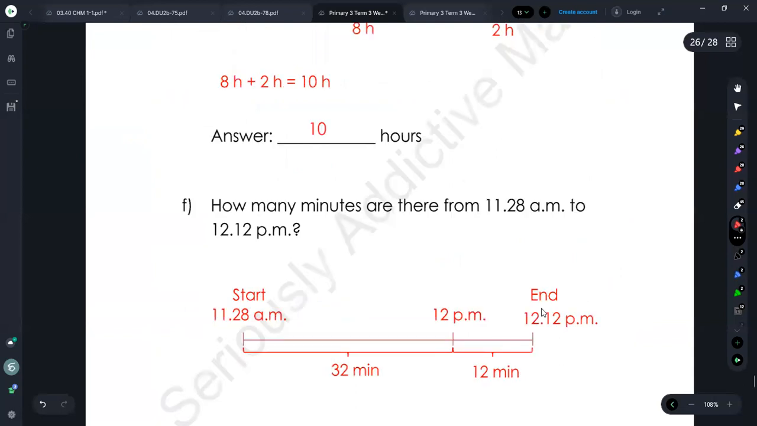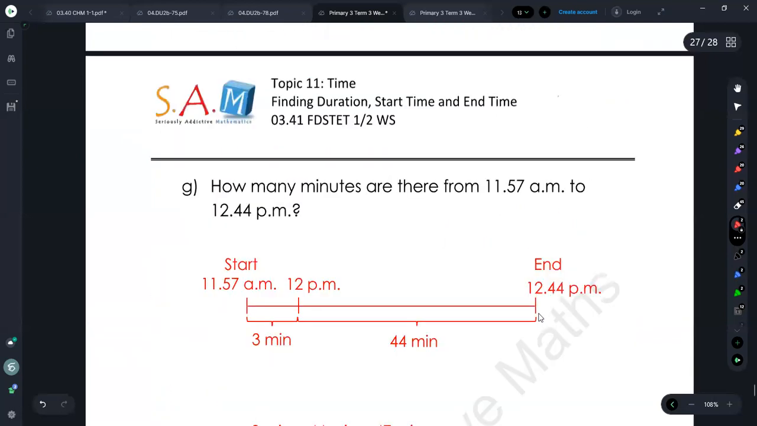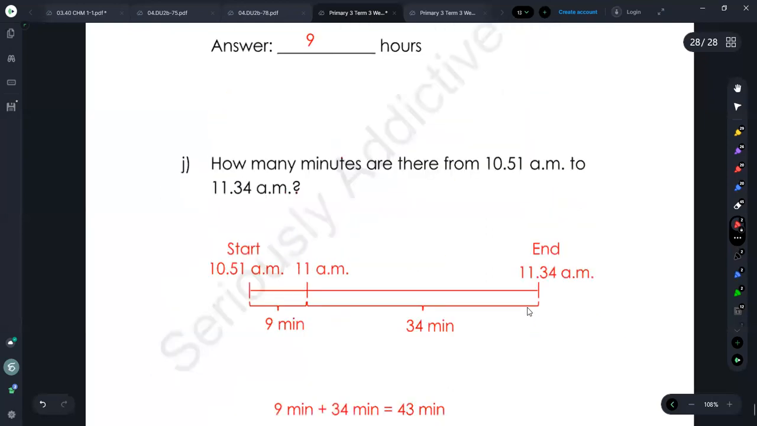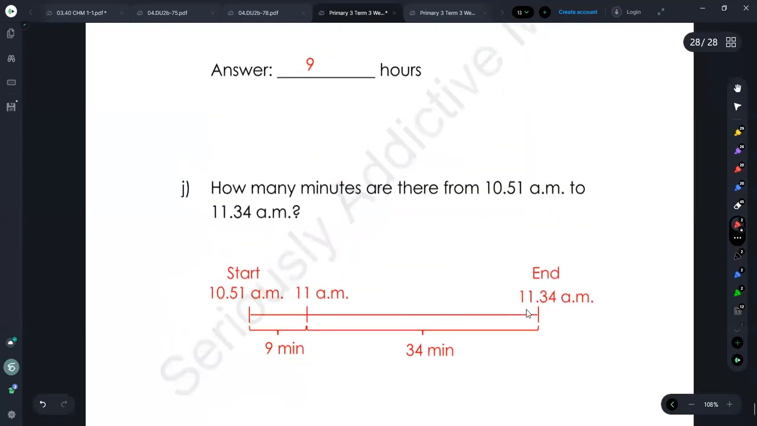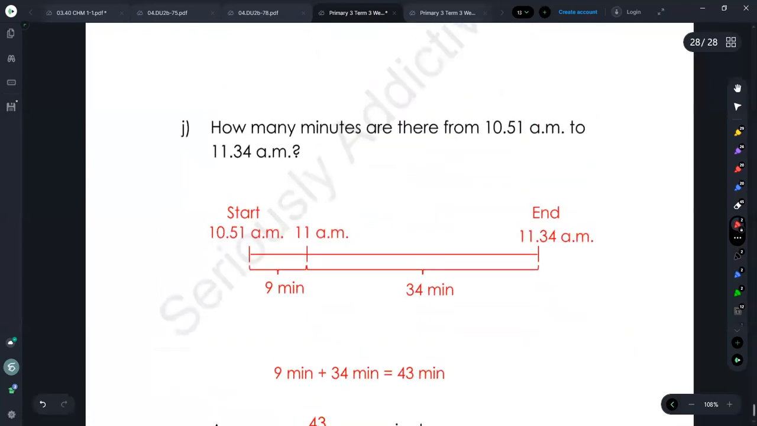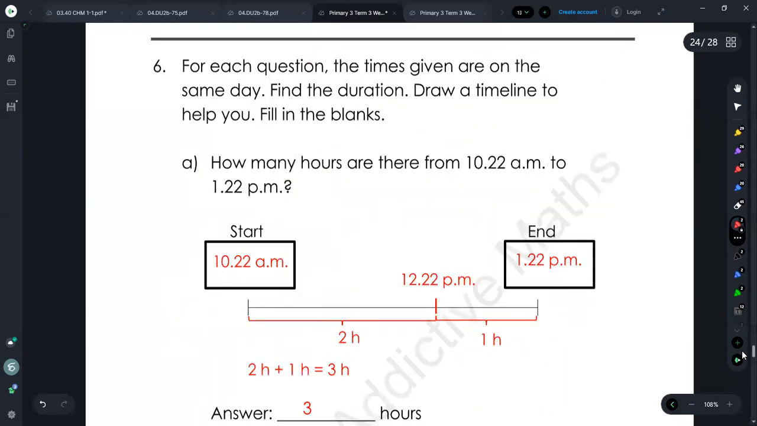Let me see. Yeah, perhaps things like how many minutes are there from 11:57 to 12:44? Even how many minutes are there from 10:05 a.m. to 11:45 a.m.? So they can do a few questions, maybe one or two. Okay, there's one that asks how many hours.